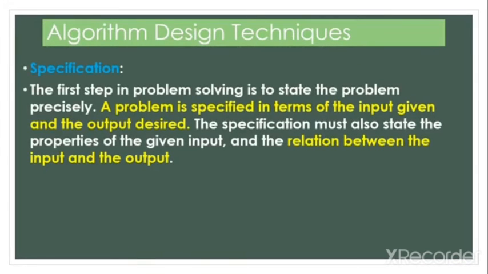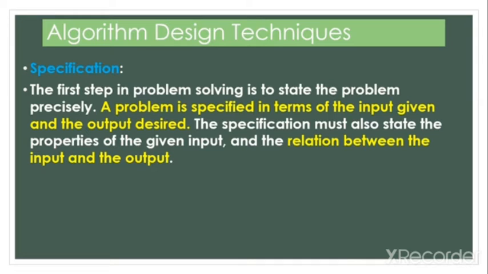Specification. What is specification? The first step in problem solving is to state the problem precisely. Every problem is algorithmic in nature, so we have to find the solution for that problem. The problem should be given very clearly, so that we can analyze it and frame instructions to solve it. Only when the problem is clear can you frame a solution here.